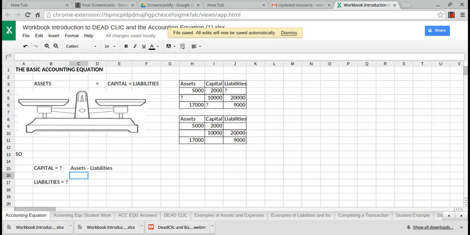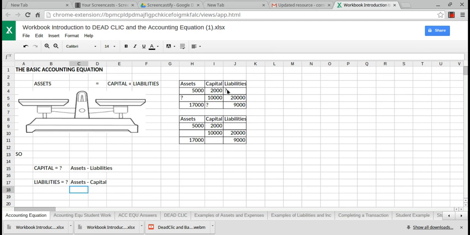And similarly, what we also know is that if we take capital away from the credit side, we've also got to take the same amount away from the debit side of our scales. So liabilities are going to equal assets minus capital. Okay, you've got to know these three forms of the equation. On the next page of the spreadsheet, I've put you some examples that you're going to do. Okay, but basically what you then need to do is to fill in the gaps.